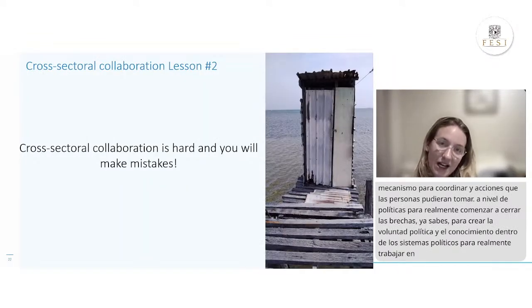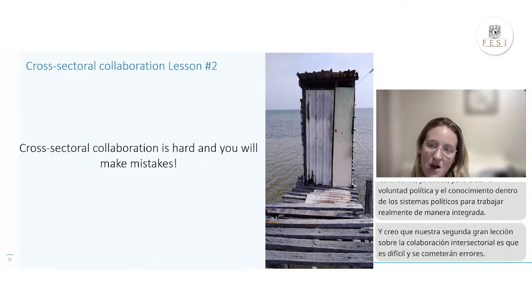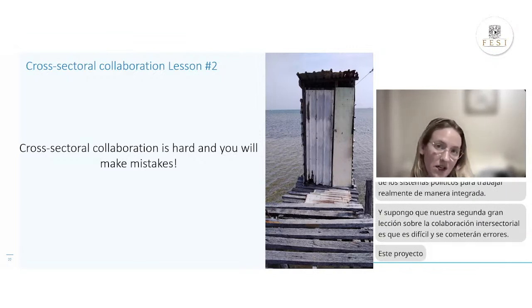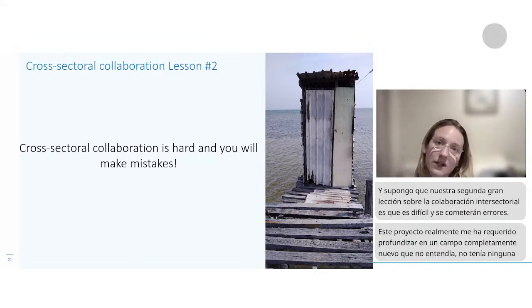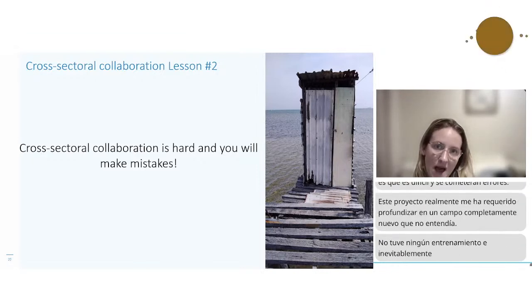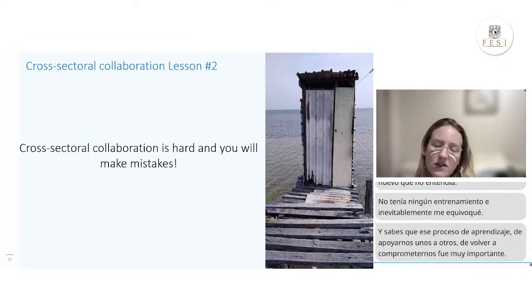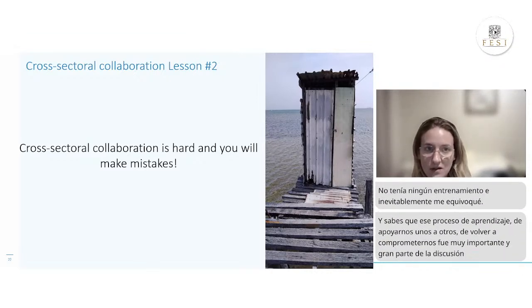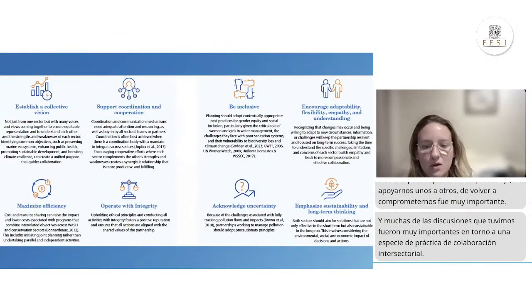And I guess our second really big lesson of cross-sectoral collaboration is that it's hard and you'll make mistakes. This project has really required me to dig deep on an entirely new field that I didn't understand, I didn't have any training in, and inevitably I got things wrong about it. That process of learning, of supporting each other, recommitting was so important. And a lot of the discussions that we had were so important around the practice of cross-sectoral collaboration that we also then came up with these ways of working.